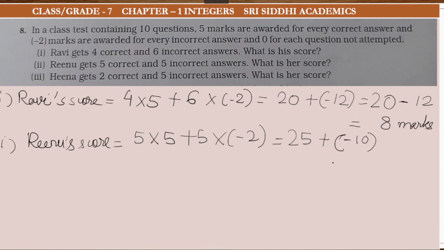So now I will remove this bracket, plus outside minus inside means it will be minus when we remove the bracket, because different signs means negative. So it's minus 10. 25 minus 10 is 15. 15 marks is what she scored in all. Alright, now let's move to Hina. Hina gets 2 correct and 5 incorrect answers. What is her score? Alright, let's calculate Hina's score.